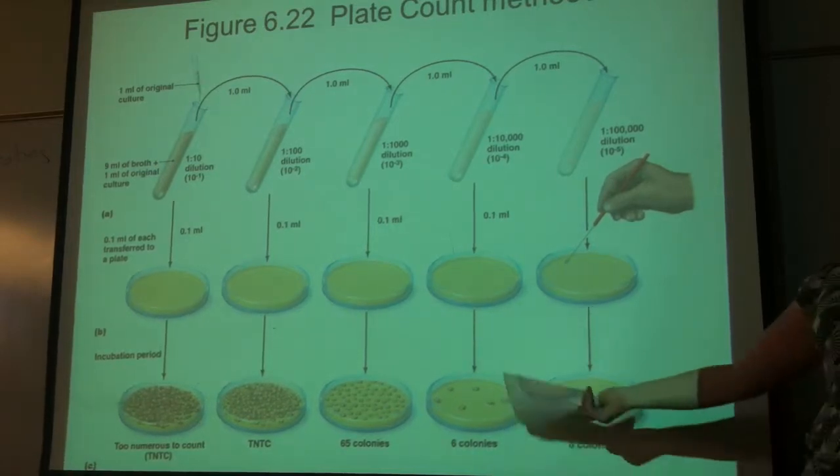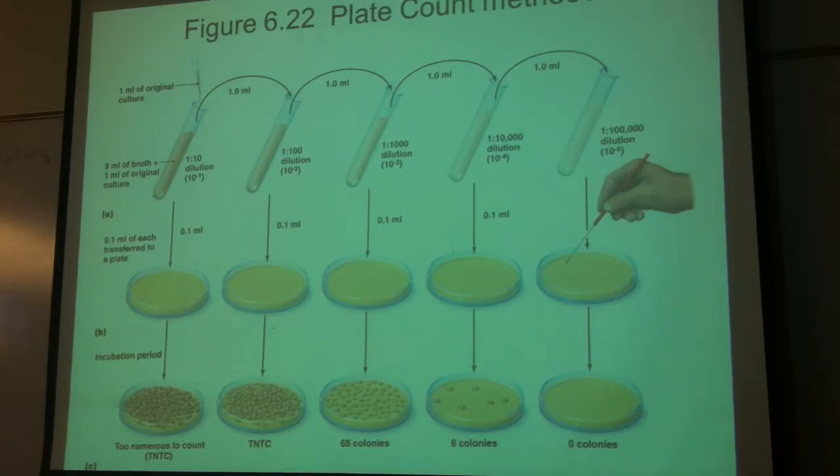And even though 6 sounds like a nice number to count, it's really not enough to be very accurate. So you're going to want to be anywhere between 65 and under like 300, which is a good range. It's easy to count. You feel confident in your numbers, and then you can scale back and figure out what was the actual CFU, colony forming units, in that original culture. So the viability a lot of times is measured in CFU, just how many of those cells were viable and capable of making microorganisms.